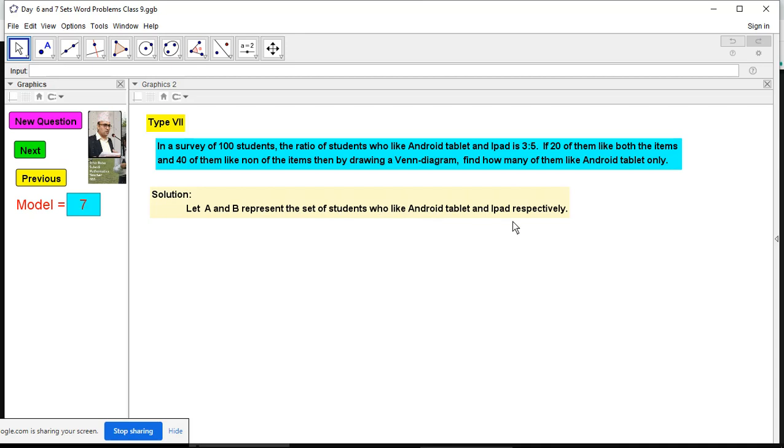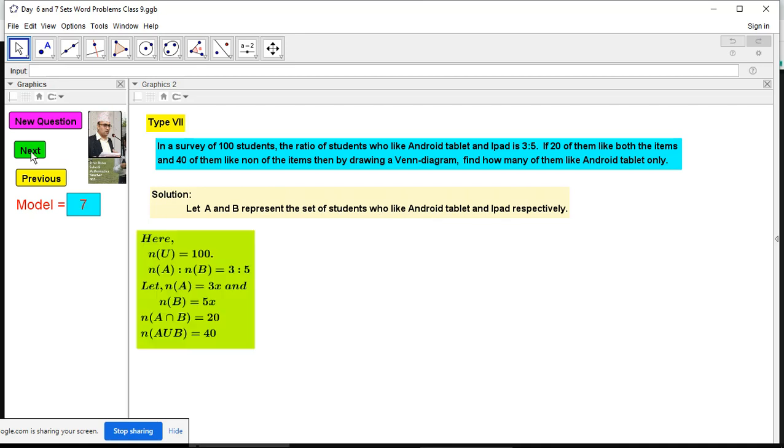Now moving to the next step, dear students, I have supposed A and B for Android and iPad instead of tablet and iPad. Now the next part, use 100, which is already given. Number of A is to number of B is 3 to 5. So let number of A be 3x and number of B be 5x, because the number is unknown, that's why it is given in terms of ratio.